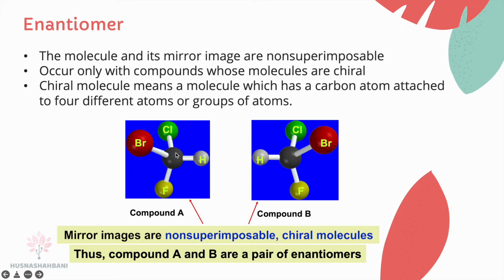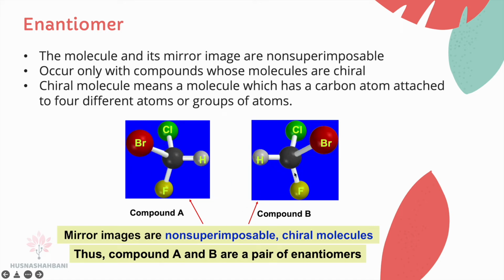For example, here in compound A, the black is carbon. This carbon is attached to 4 different atoms: Br, Cl, H, F. So you call this carbon a chiral carbon. Its mirror image is compound B, another compound that is the mirror image of compound A. Mirror images that are non-superimposable are chiral molecules. You call compound A and compound B a pair of enantiomers.